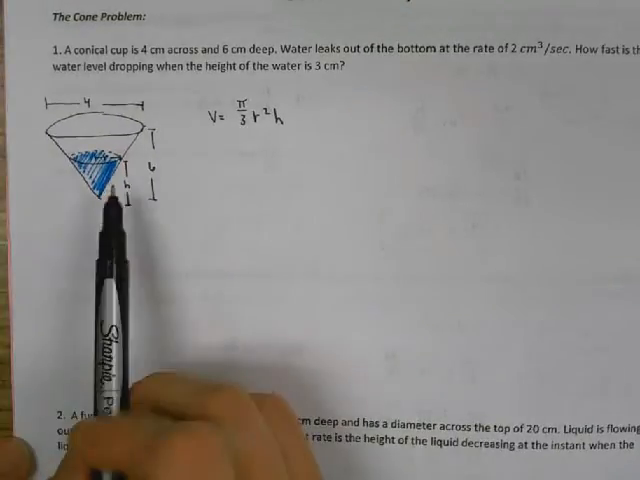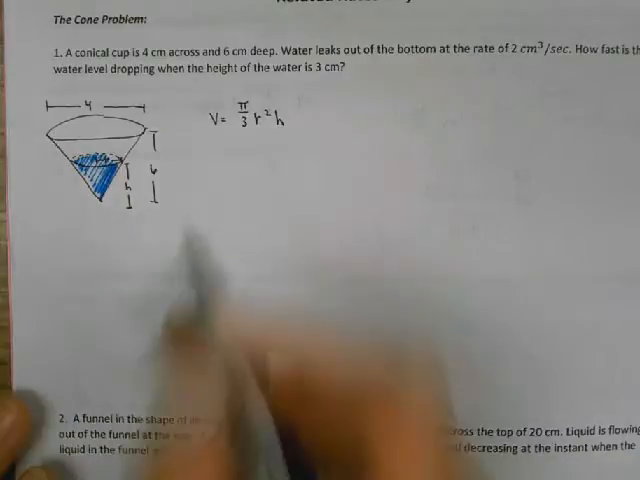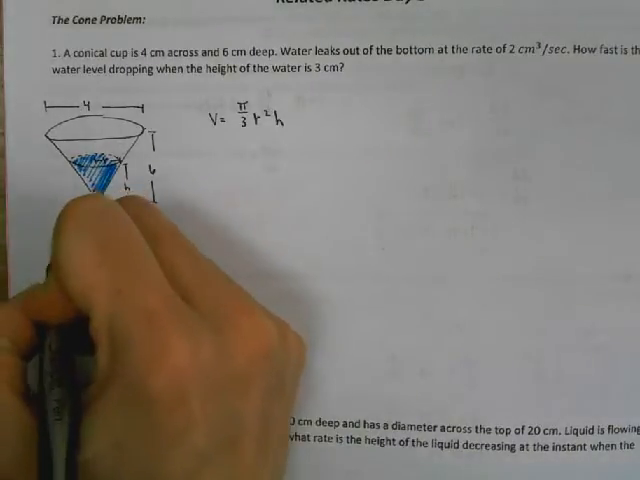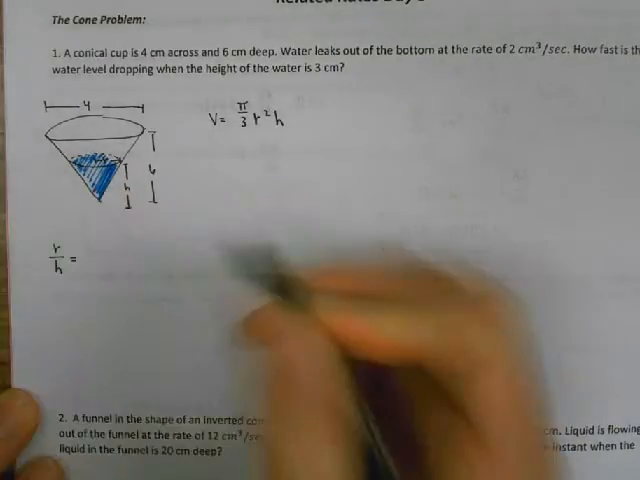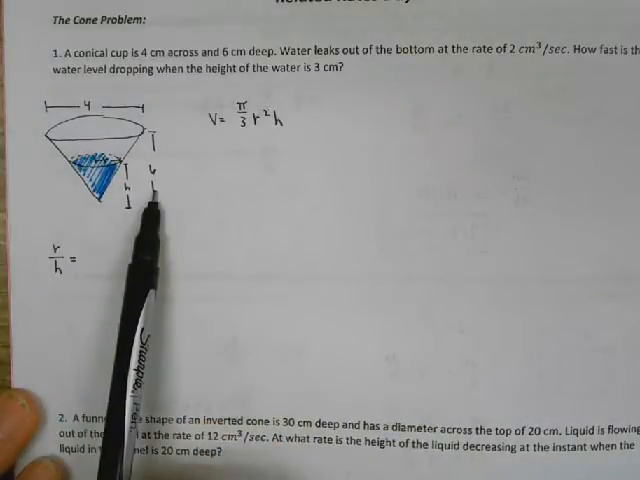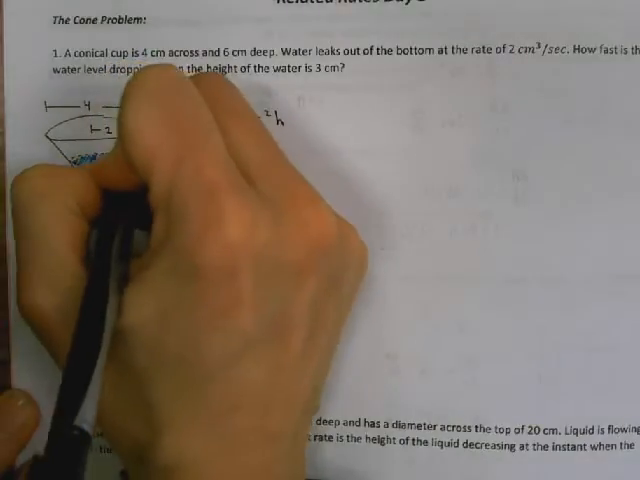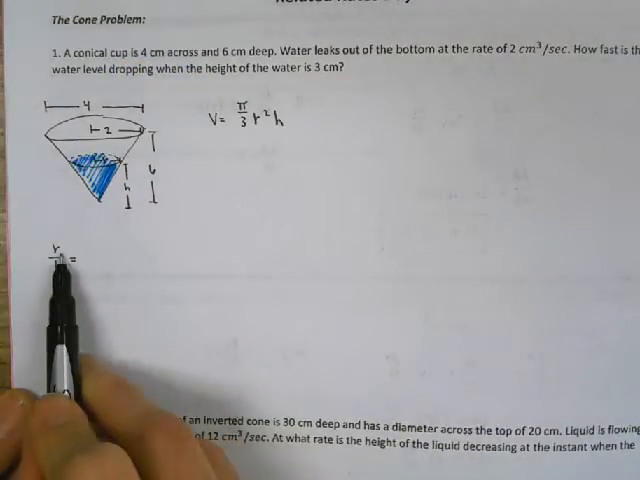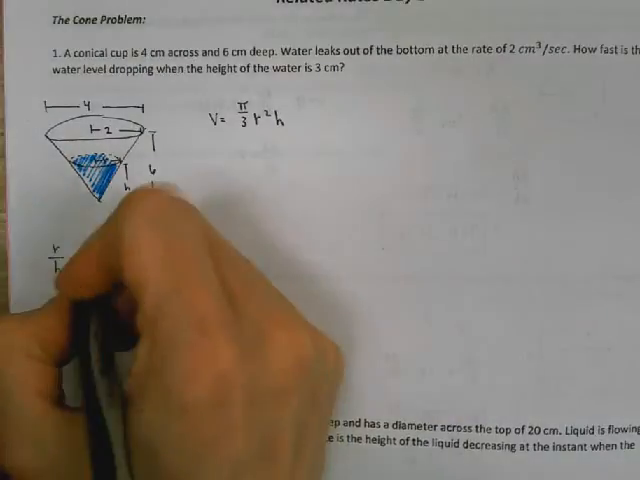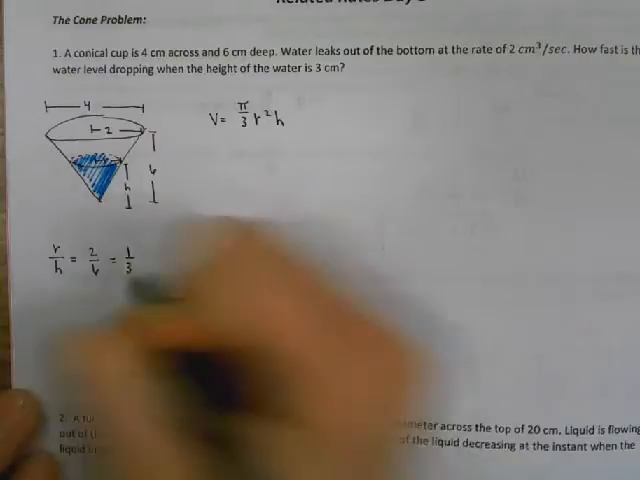So here's what we're going to do. We're going to use this information right here to set up a proportion. So I know the ratio of the radius to the height is just equal to the ratio of this radius to this height. Now we have to be careful. If it's 4 centimeters across, I know the radius is going to be 2 centimeters. So r over h is equal to 2 over 6, or 1/3.